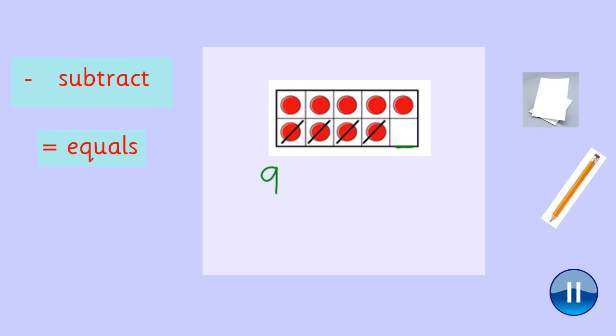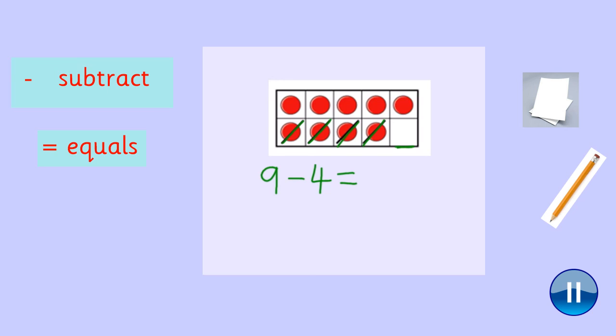We're doing a subtraction number sentence, so I need to write subtract. How many counters have been taken away or crossed out? How many have been subtracted? Let's check. 1, 2, 3, 4. So you should have written 4. So far we've got 9 subtract 4 equals, and now we need to work out how many are left.